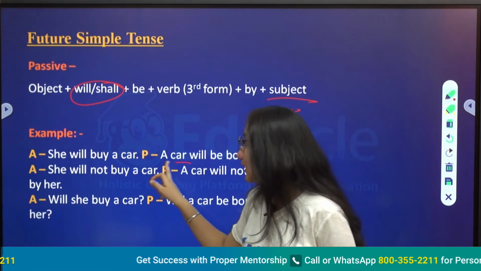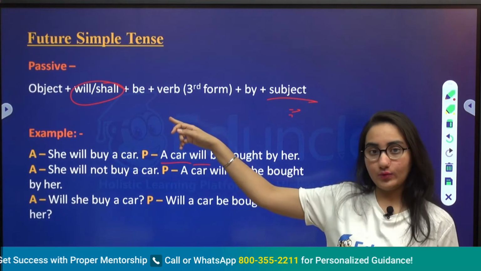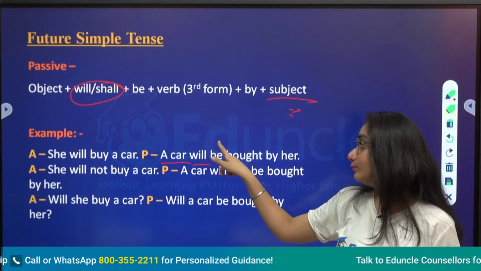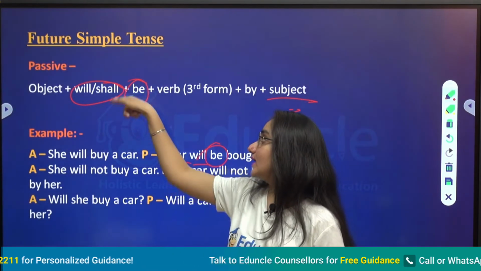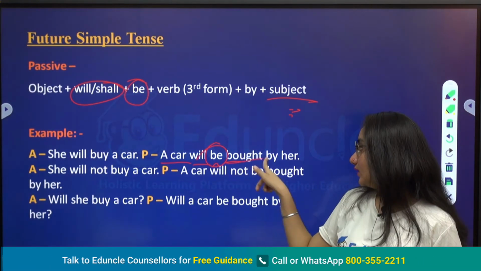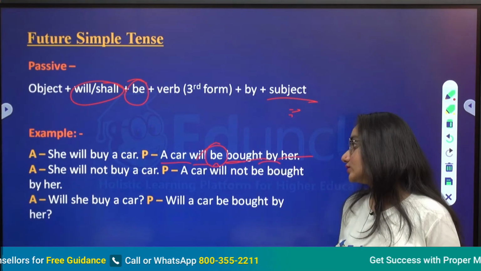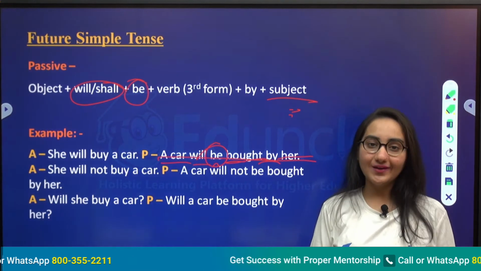So a car, that is the object. Will, which I have to add as will/shall. Another important thing here is that be is added in the future tense. So be is added here. Third form of the verb, that is bought. By we have to add, and then the subject, that is her. So, a car will be bought by her. So this is how we convert.